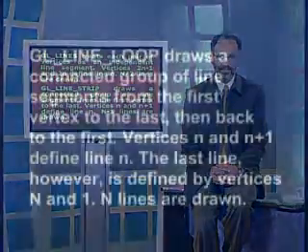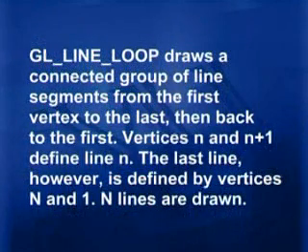continuously जितनी भी vertices values given हैं वो हर next value जो है वो previous के साथ मिलके एक line segment बना देगी, और GL line strip would draw these line segments contiguously. GL line loop draws a connected group of line segments from the first vertex to the last and then back to the first. Vertices n and n plus 1 define line n. The last line, however, is defined by vertices n and 1. A total of n lines are drawn.